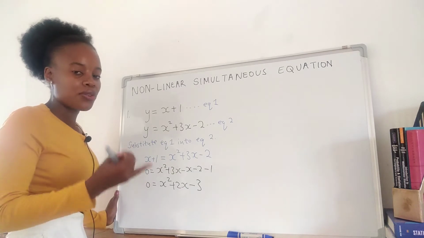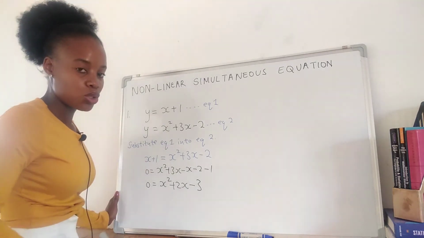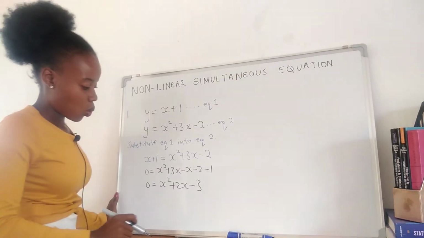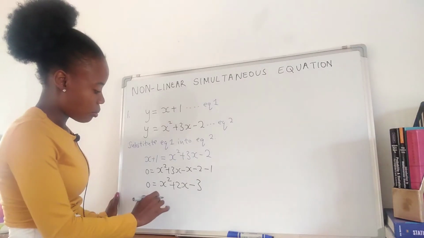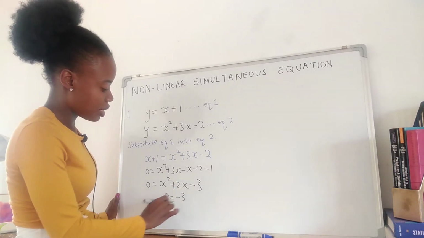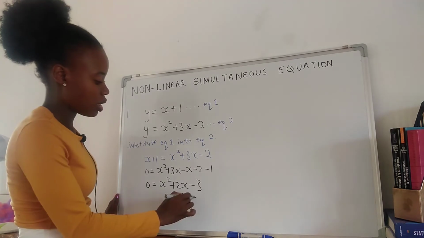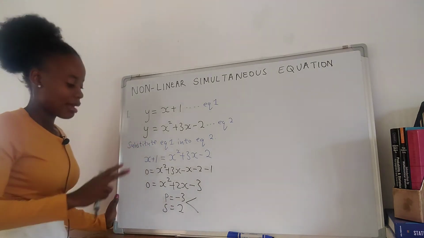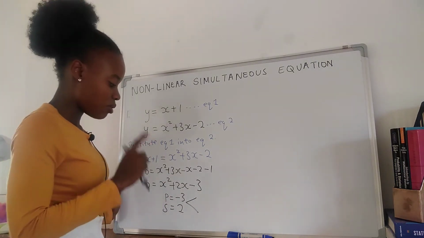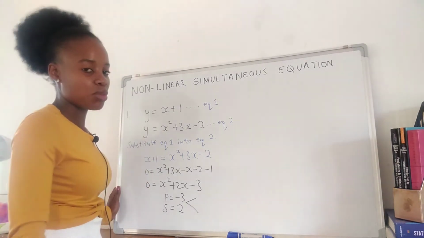You can use factorizing method or quadratic formula. I'm going to use the factorizing method. Product we have negative 3 and sum we have 2. I'm going to look for two numbers. When I multiply them, they're supposed to give me negative 3. When I add or subtract them, they're supposed to give me 2.